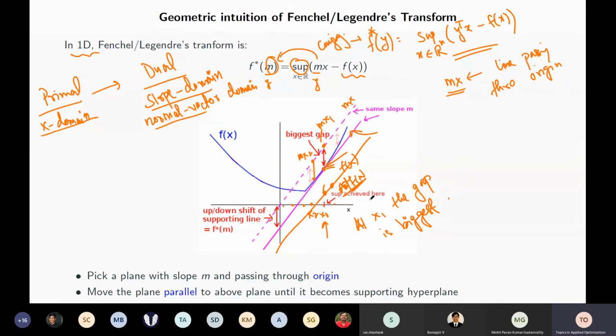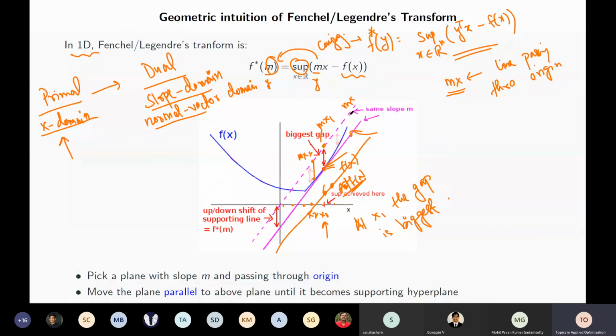So what the conjugate function is trying to do is the following. We have not seen the use of the conjugate function yet, but so far, geometrically, it is transforming our problem from the x domain, which we call the primal domain, to a normal vector domain. It's like a collection of all these slopes that you will have, because m I will keep varying.